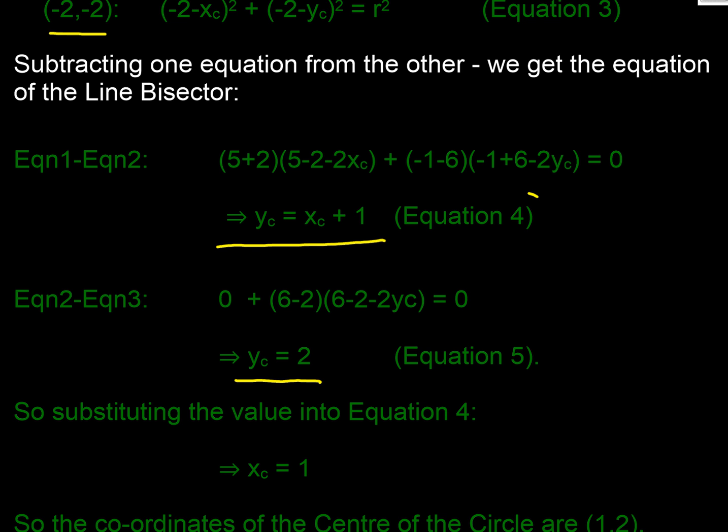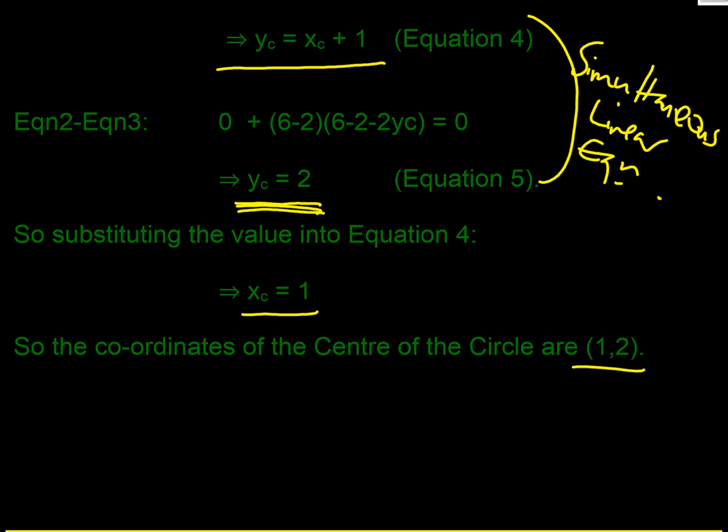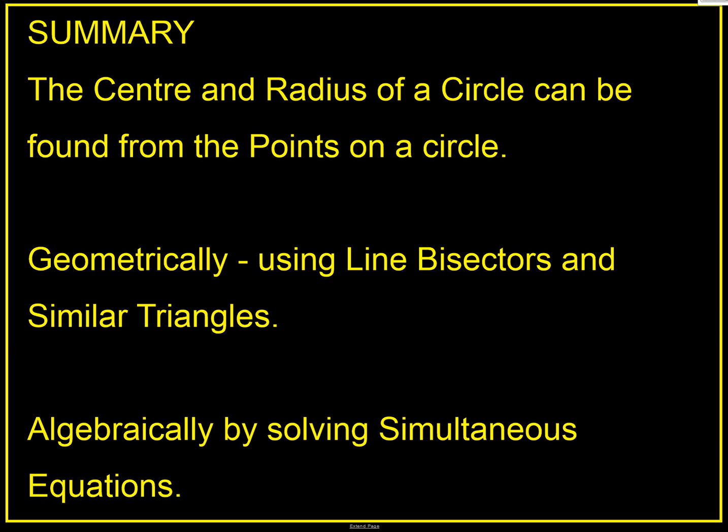But in general terms, what we're going to get at this point is simultaneous linear equations to solve. That's quite nice, isn't it? We know how to do that from GCSE, don't we? So in this case, it fell into our hands that yc equals 2, and therefore substituting back into the equations, we can find that xc equals 1. So quite quickly, we found that the coordinates of the centre of the circle were (1, 2), using a lot of our skills. Okay. So let's summarize where we are then.